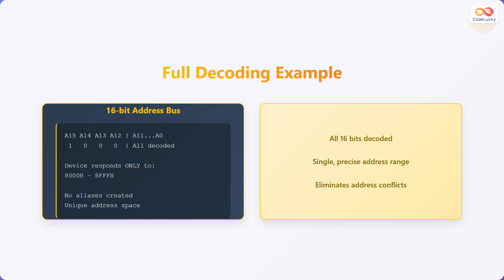Let's consider an example of full decoding with a 16-bit address bus. If all 16 bits, A15 through A0, are decoded, and the address lines A15 through A12 are set to 1, 0, 0, and 0 respectively, then the device responds only to the address range 8000H to 8FFFH. In this case, no aliases are created, and the device has a unique address space.